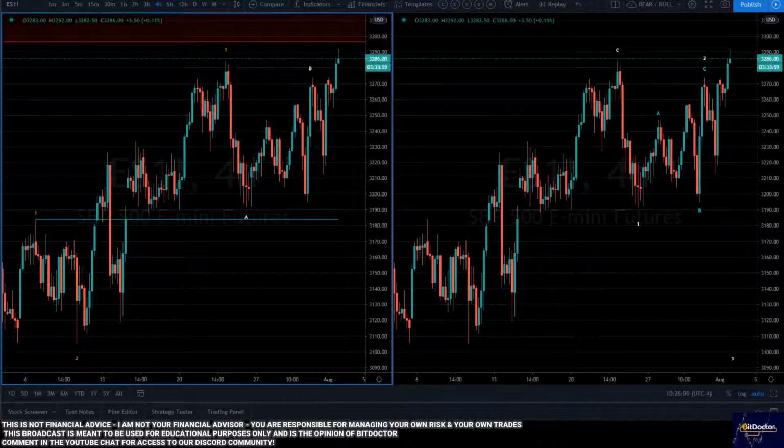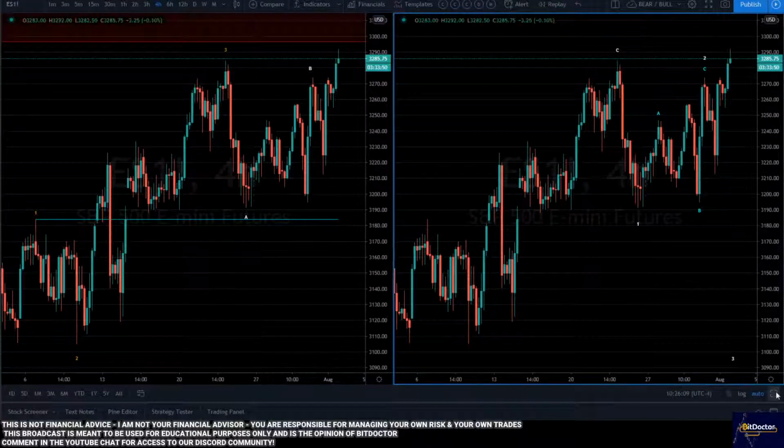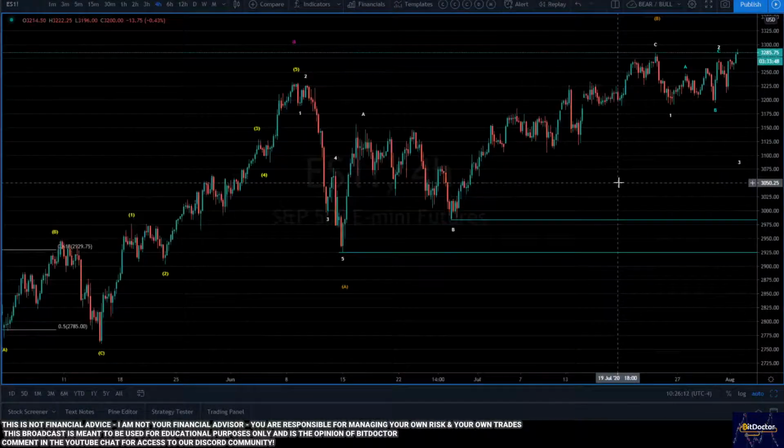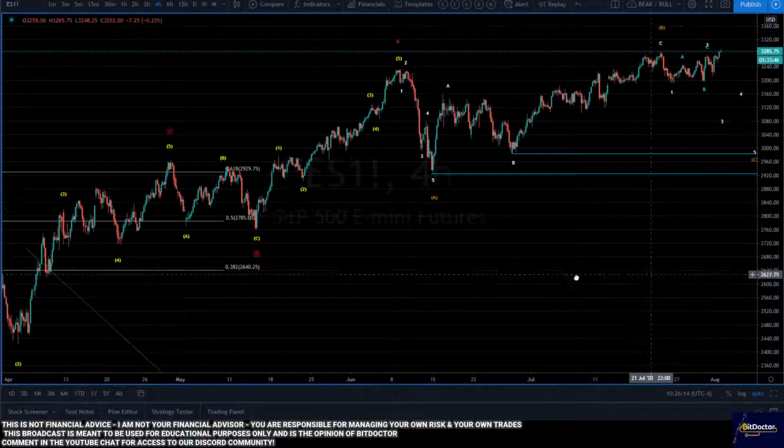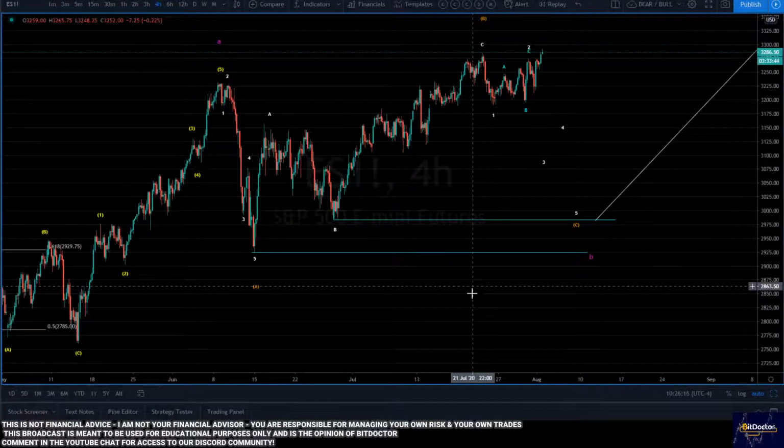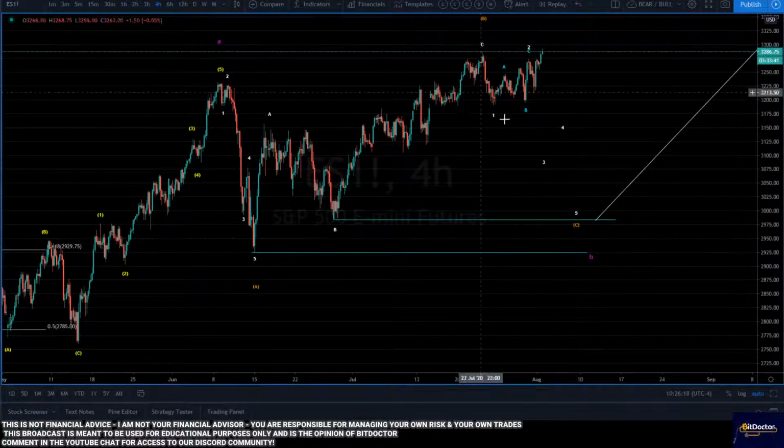All right, so let's go ahead and take a look here. We've got bull case on the left, bear case on the right. What I will have to say, I'm going to focus on the bear case here first, because we did have a little bit of invalidation here. We are making new highs still on the S&P. So we were talking last week.